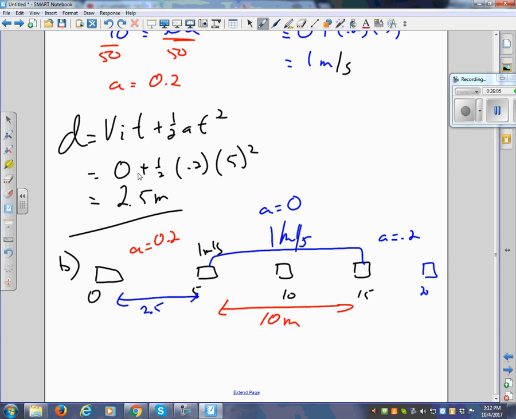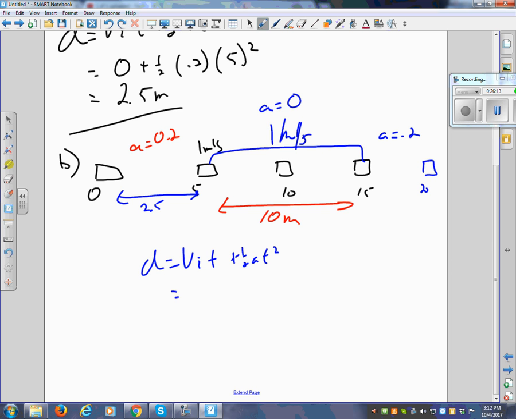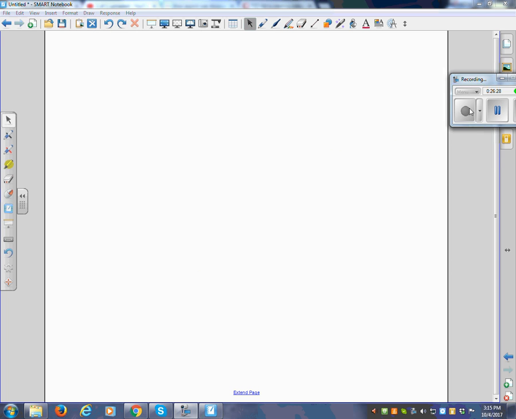The Vi is 1. So d equals vit plus a half at squared. This one's quite a bit trickier. So my Vi is 1, my time is 5, and then 1/2 at squared: 0.2, 5 squared. You guys work that out.